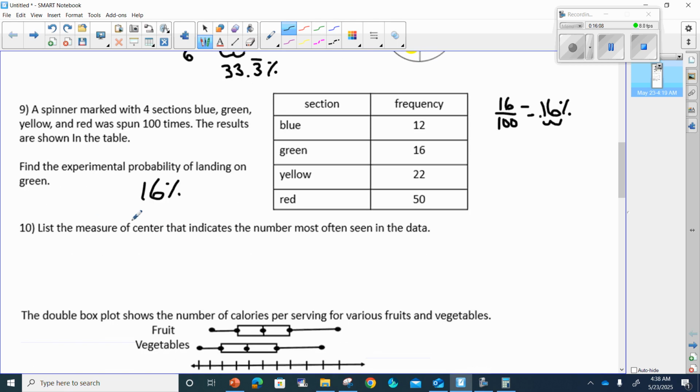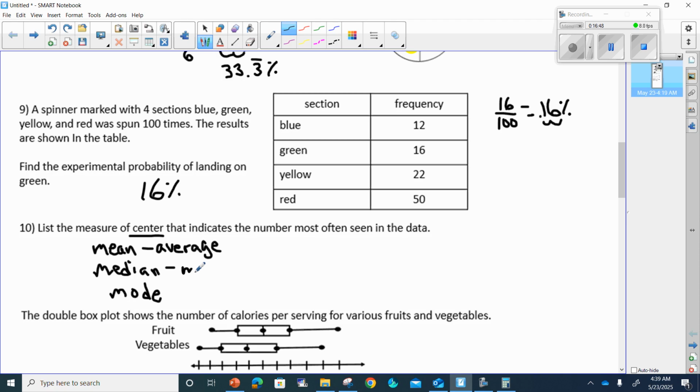Number 10 says list the measure center that indicates the number most often seen. Remember, measures of center are mean, median, and mode. Mean means find the average. Average means add up all the numbers and then divide it by the number of numbers that you added together.